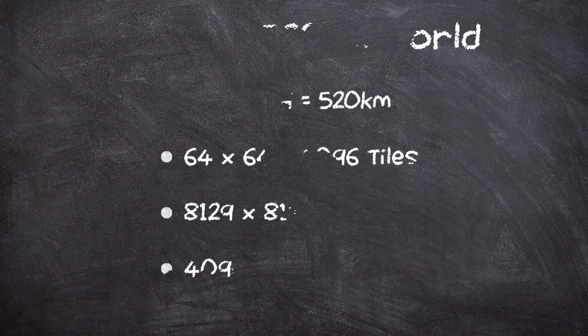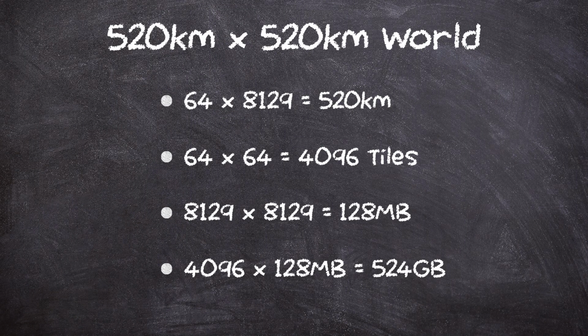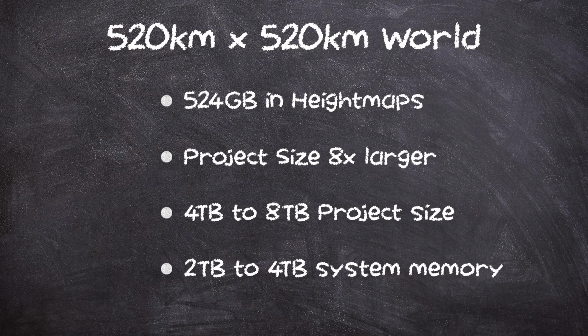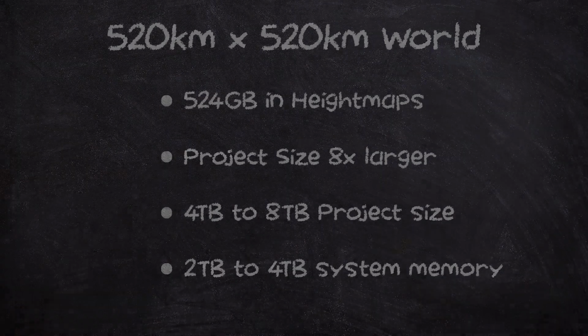To give you an idea of some of the sizes of the data involved, for a 520 km by 520 km world using 64 by 64 tiles of 8129 by 8129 height maps, that's a total of 524 GB just in tile height maps. The Unreal Editor project size on disk would be at least 8 times larger than this tile height map size, at around 4 TB to 8 TB in size. A computer with at least 2 TB to 4 TB of memory would be required to load all of the levels.